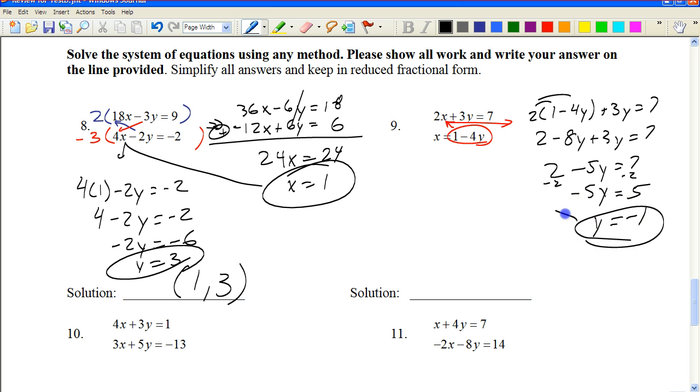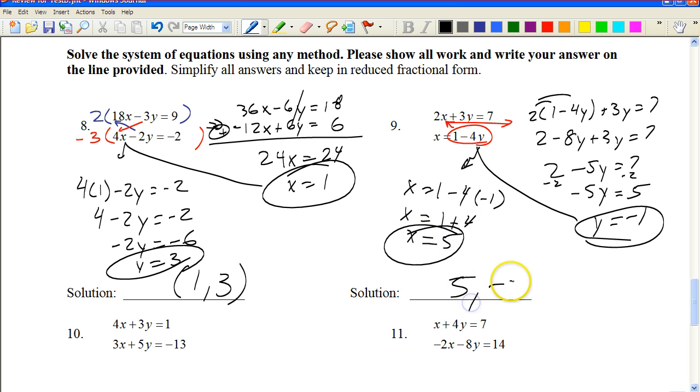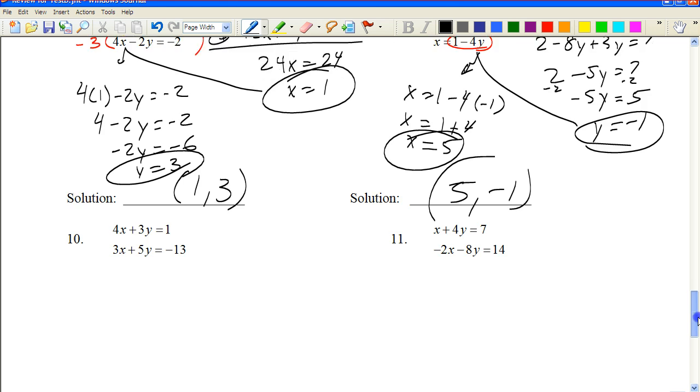Great. Then I'm going to take this, put it back in that one because I think that's the easiest. Plus 4x is 5. Nice. (5, negative 1). Good job. Alright, let's go to the next problem.